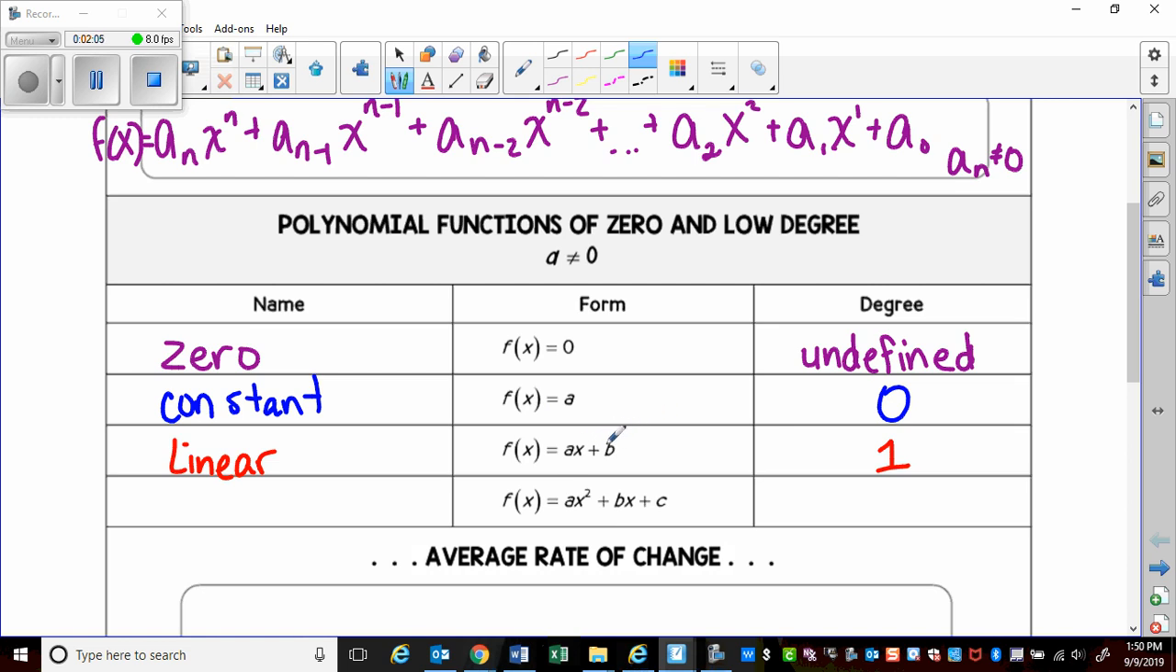And then we're going to have a quadratic. Remember, a quadratic has a degree. The biggest exponent is 2, so my degree is 2.